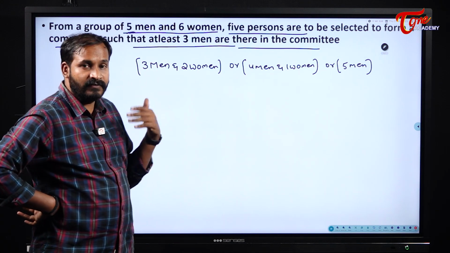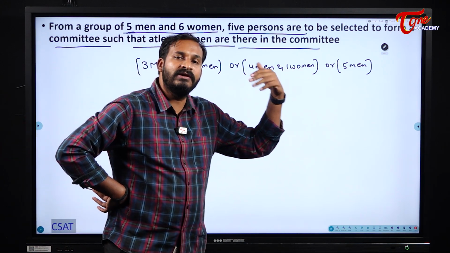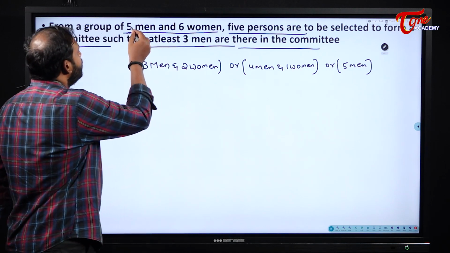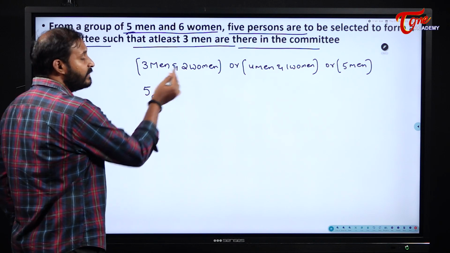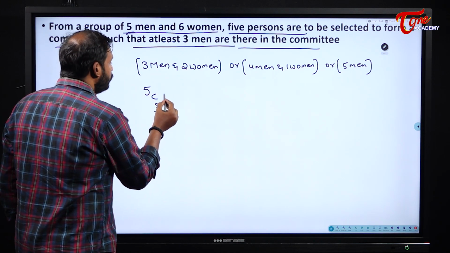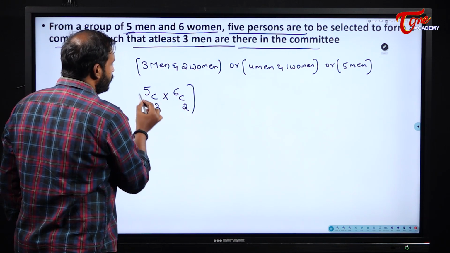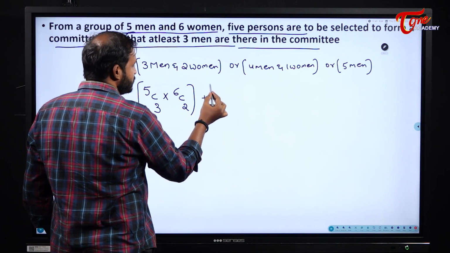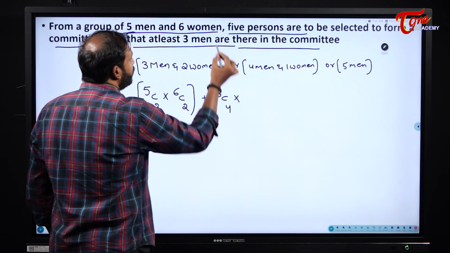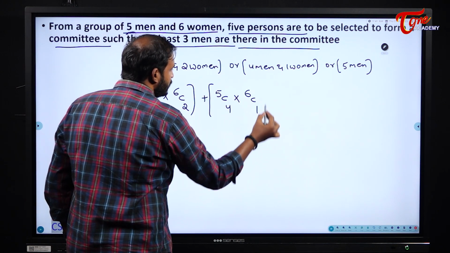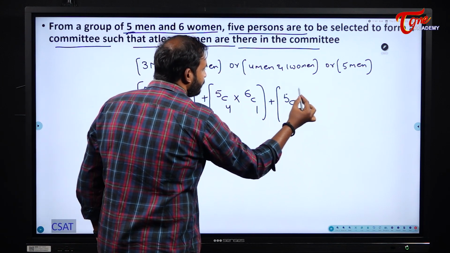In what ways can I pick the committee? 3 men and 2 women, or 4 men and 1 woman, or all 5 as men. Now see here. In total, how many men do I have here? 5 men. From those 5 men I need to pick 3. So 5C3. And means into 2 women. Total how many women do I have here? 6. From them I need to pick 2. Or means plus. From 5 men I need to pick 4 men, 5C4, into, from 6 women I need to pick 1 woman, so 6C1. Plus, from 5 men I need to pick all 5 men, so 5C5.